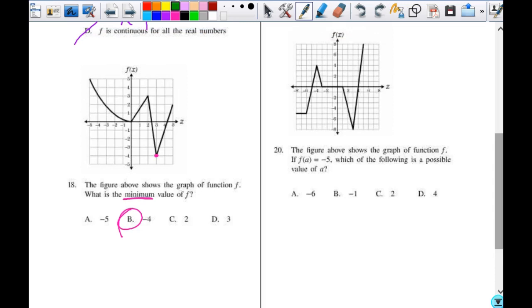Alrighty, number 20. The figure above shows the graph of the function f. If f of a equals negative 5, which of the following is a possible value of a? So it's saying that the y value is negative 5. So here's my y value of negative 5. That happens here and here and at all of these. Right? Well, if you look at 2 and 4, or at these two right here, it doesn't hit right on those points. Those are like some sort of, the x would have to be some sort of fractional value. None of these are fractional values. But all the way from negative 8 to negative 6, all of those have that value. So the only answer here is negative 6.